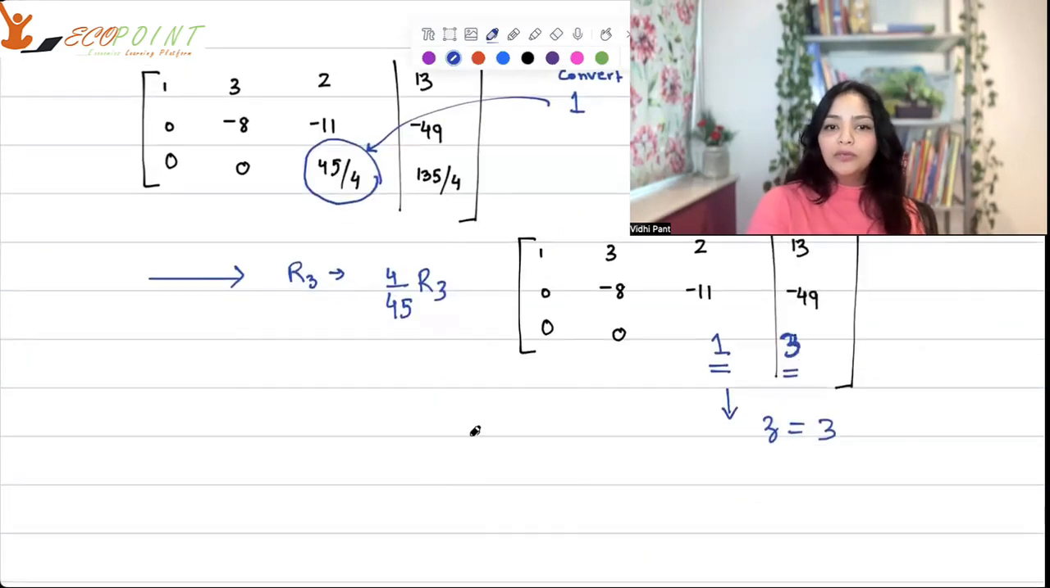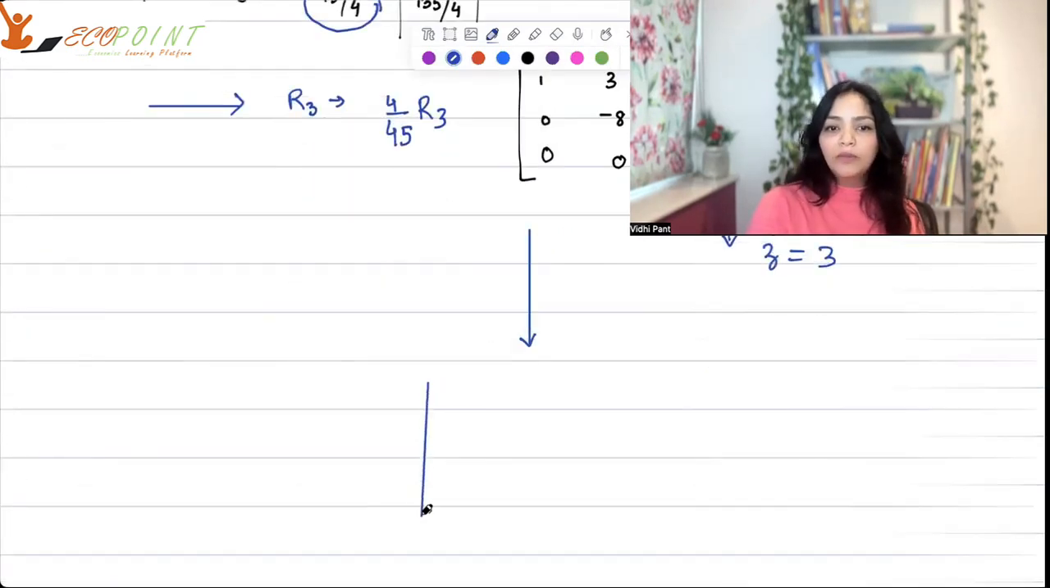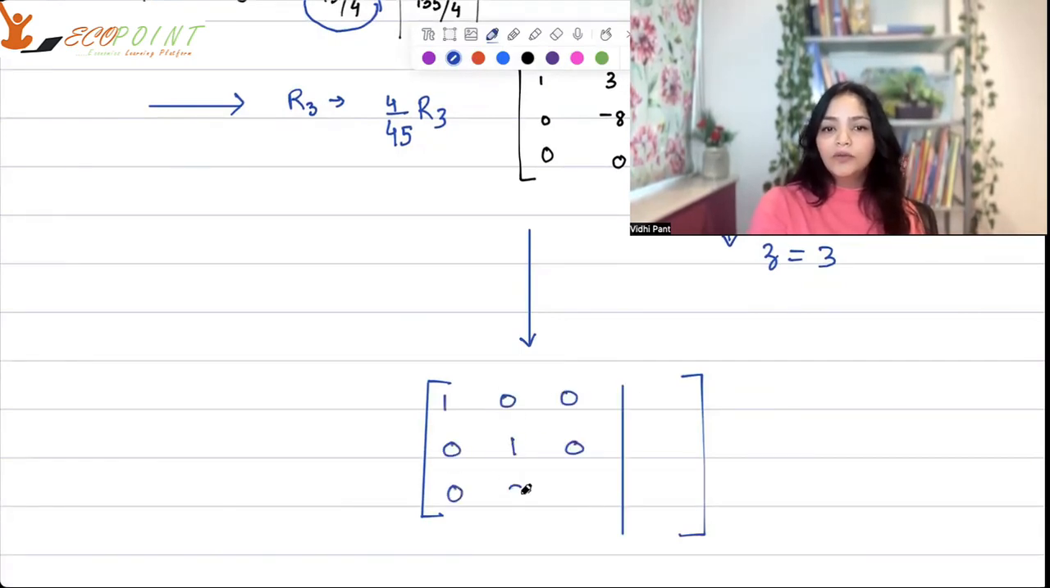In fact, if we use some more operations, we will be able to reduce this matrix to 1, 0, 0, 0, 1, 0, 0, 0, 1 with something here, something here, something here. There will be some changes, of course, on the right-hand side because you will be using row operations. Use your row operations, reduce this matrix to this kind of a matrix. Do you see what will happen here? I will be directly able to tell what is the value of z, what is the value of y, what is the value of x.